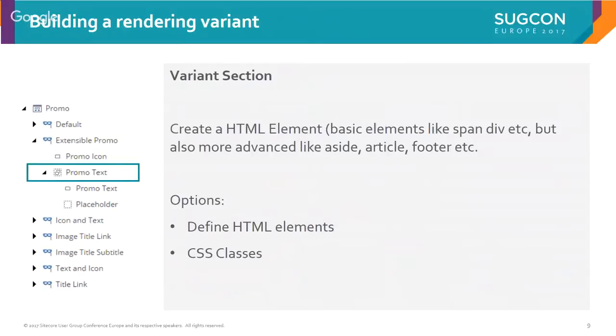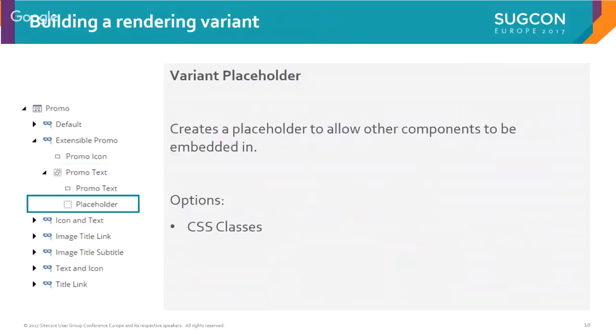Creative Exchange also allows the front-end developers to apply their own CSS classes and import them back into Sitecore. As a developer, you don't have to specify all the CSS classes. The front-end developers themselves can also do it, and it will be imported back. And then there's the variant placeholder, which allows you to embed different types of components in your rendering variant. So you can create quite complex outputs of your component itself.